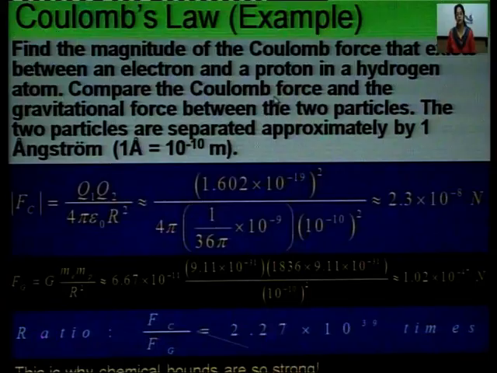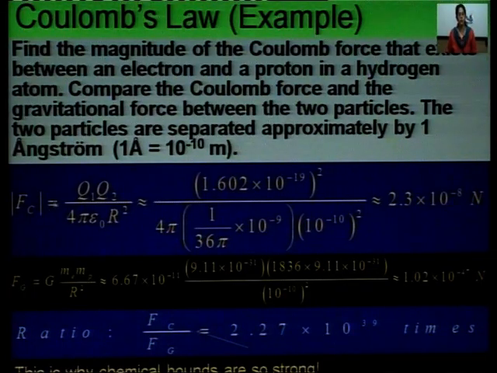So the distance between the two particles is 1 angstrom. 1 angstrom is equal to 10 raised to the power minus 10 meter. Now first, Coulomb force. We have to find two forces: one is gravitational force and one is Coulomb force. So Coulomb force between a proton and an electron. Electron is negatively charged and proton is positively charged.